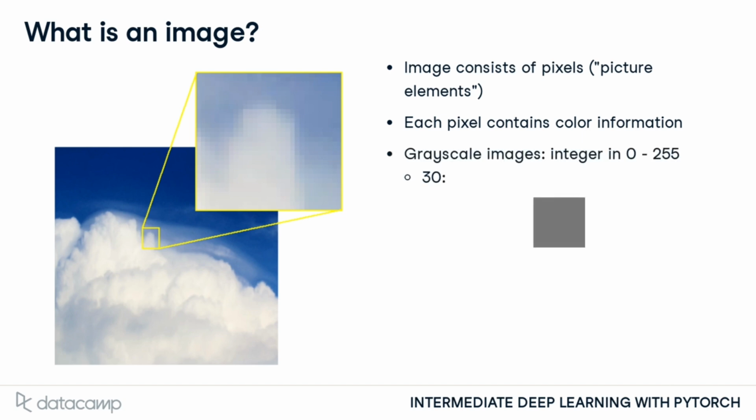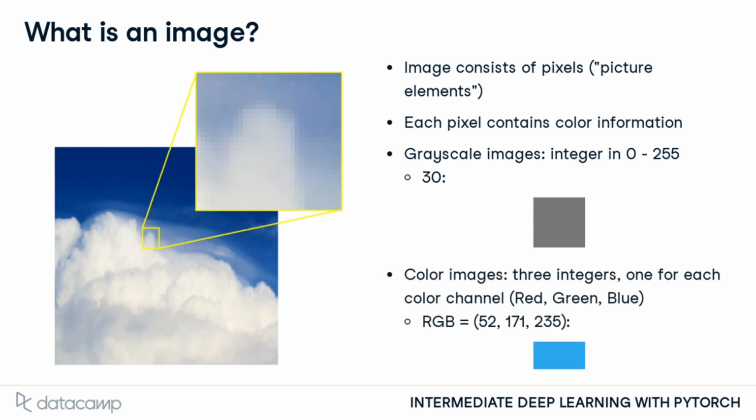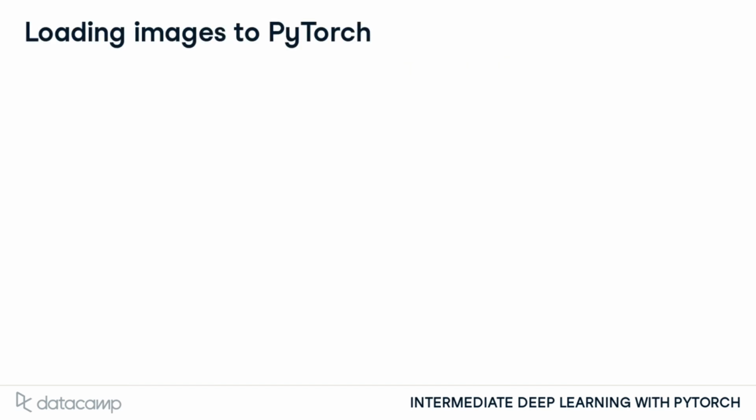In a grayscale image, each pixel represents a different shade of gray, ranging from black to white, which would be an integer between 0 and 255 respectively. A value of 30, for example, represents the following shade of gray. In color images, each pixel is typically described by 3 integers, denoting the intensities of the 3 color channels, red, green, and blue. For example, a pixel with red of 52, green of 171, and blue of 235 represents the following shade of blue.